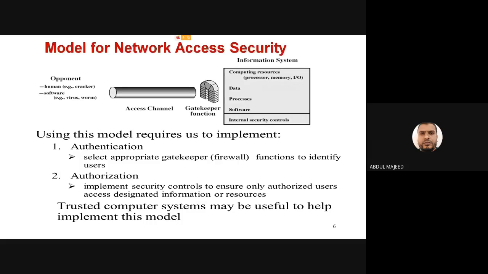So that is called an access channel. That is nothing but the network. They cannot attack your system, and they cannot attack the recipient's system also. So the easiest way to attack is during the transmission. During the transmission, they will attack. That is called an access channel.